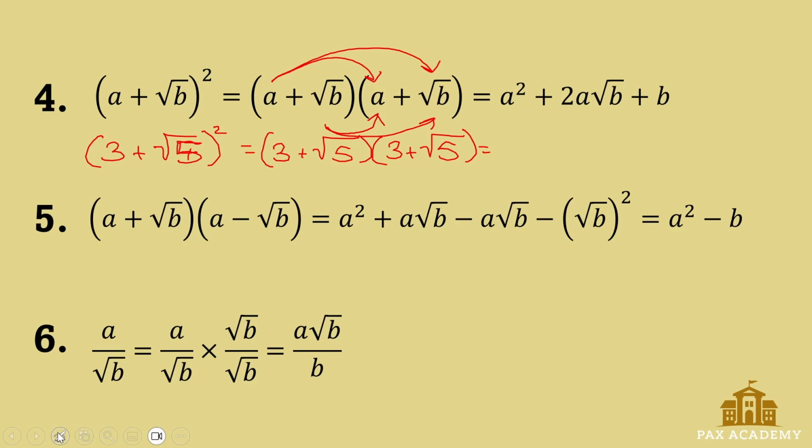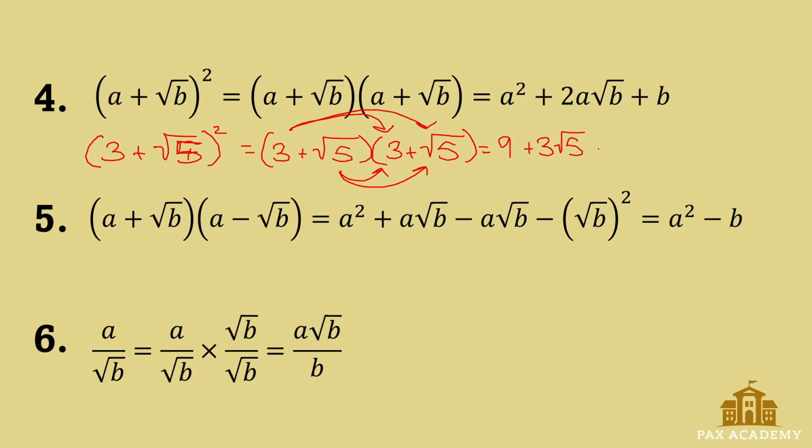Again, remember I said we need to expand these double brackets. So first we multiply the 3 by each term inside the other bracket, and then the square root of 5 times each term inside the other bracket. So 3 times 3 is 9. Then 3 times square root of 5. Then we have square root of 5 times 3, which is the same really as 3 times the square root of 5. And then we have square root of 5 times square root of 5.